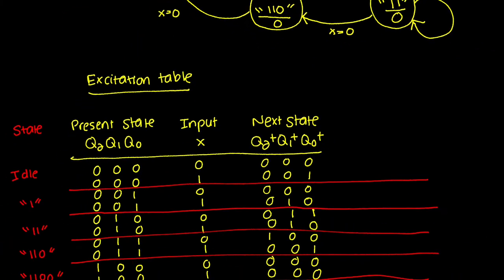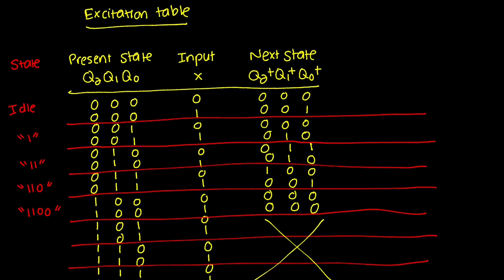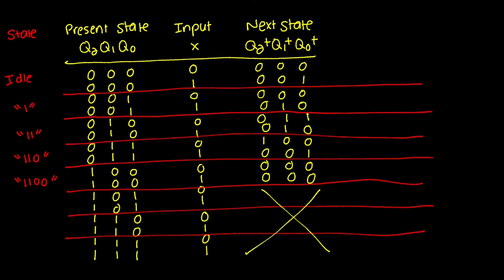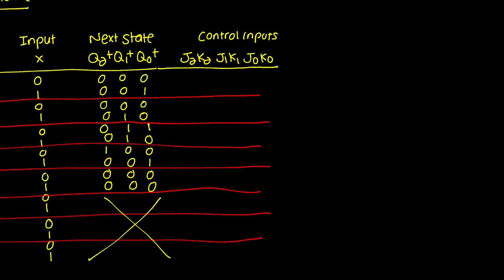So the next thing to do is I'm going to combine this with the JK flip-flop excitation table. And you can use D if you know how to, or if you know how to use T flip-flops, that's fine too. So anything works. So I'll have six of these. And just for a reminder, over here, I'm going to write down the excitation table for a single JK flip-flop.